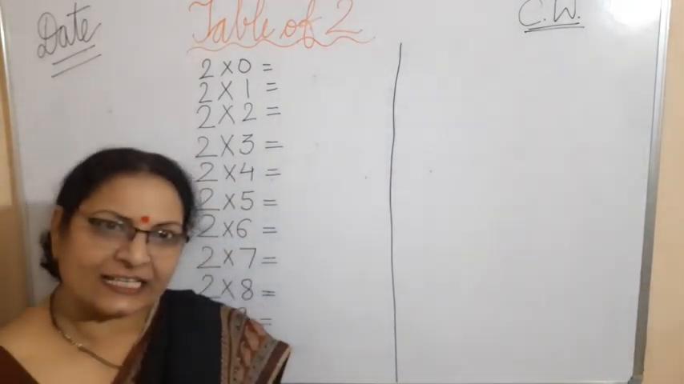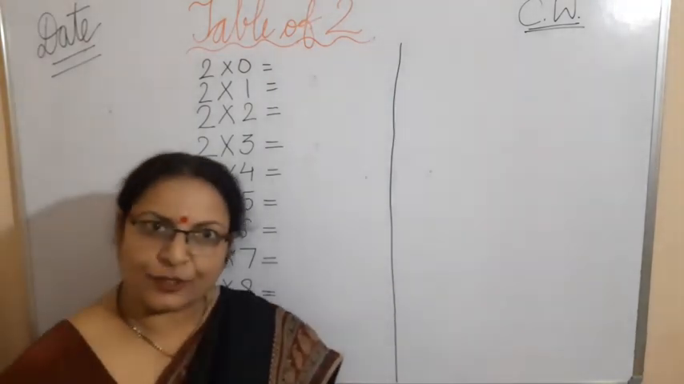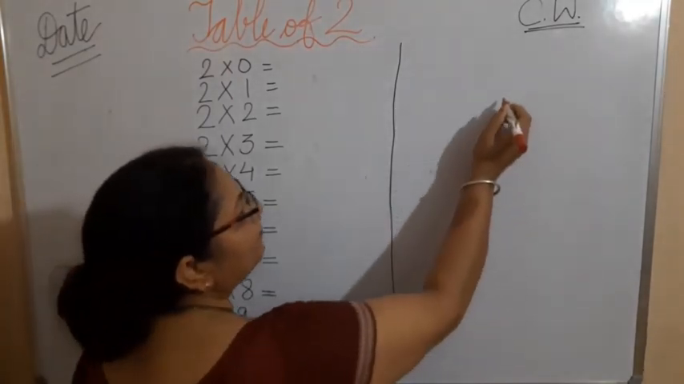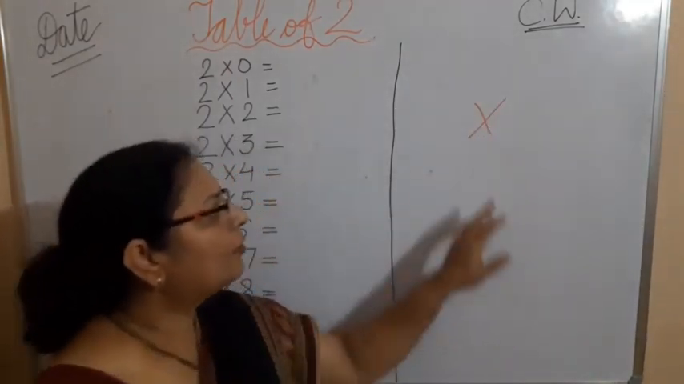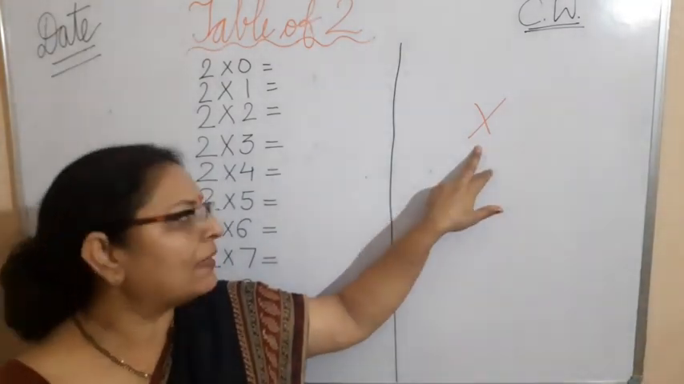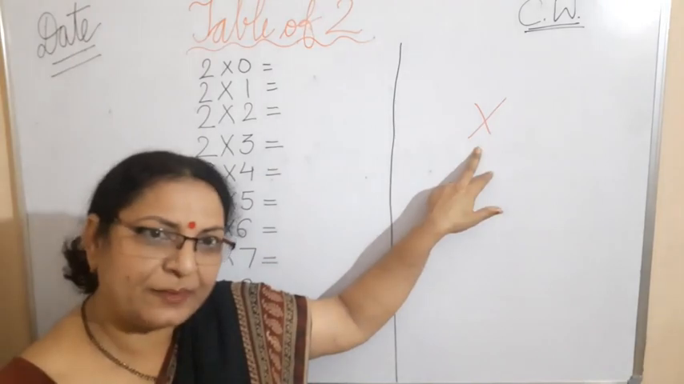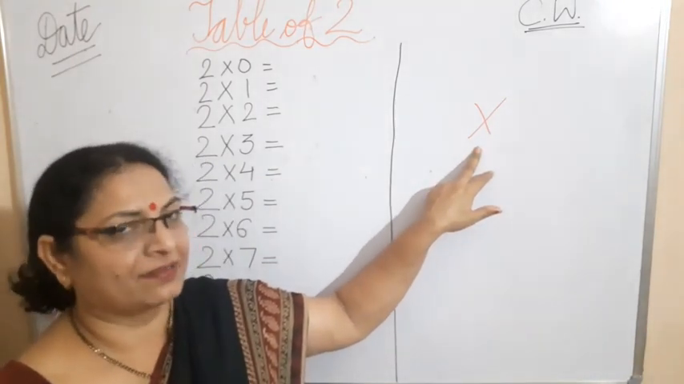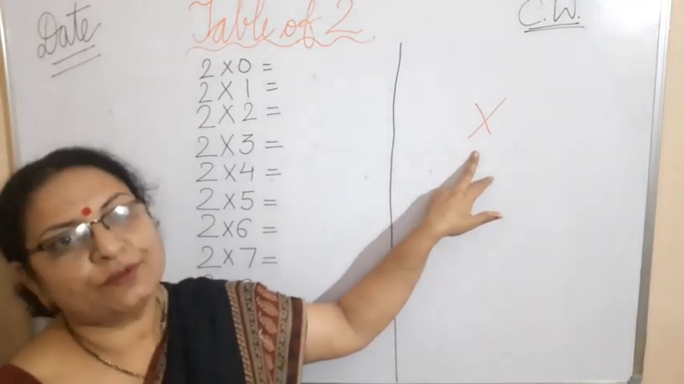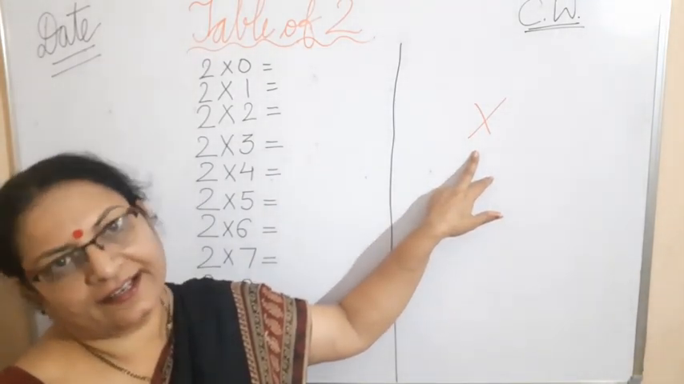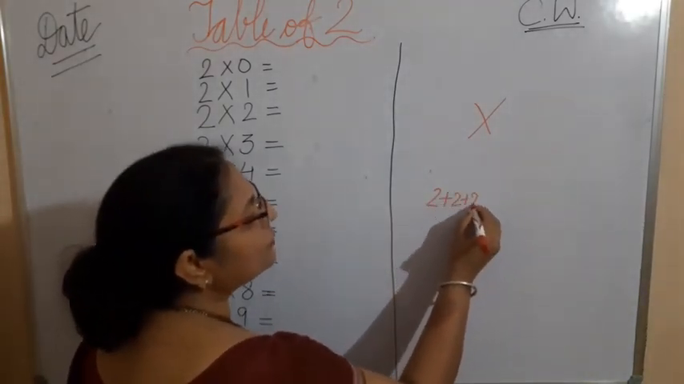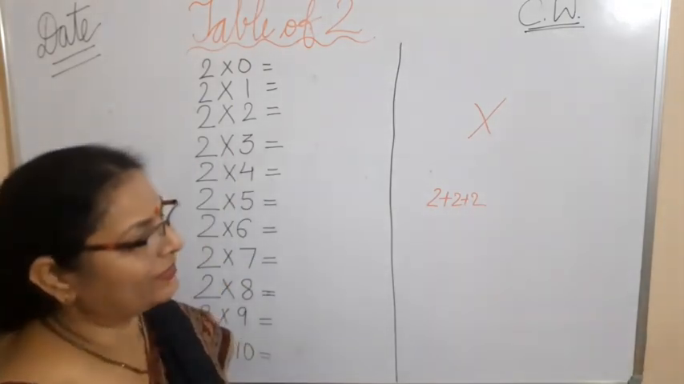Before starting the table, I want to explain to you the meaning of multiplication. So students, look at the sign. This is the sign of multiplication. So what do you mean by multiplication? Multiplication means repeated addition. Repeated addition means you have to add the number again and again. For example, 2 plus 2 plus 2. Is it clear? Okay, students.